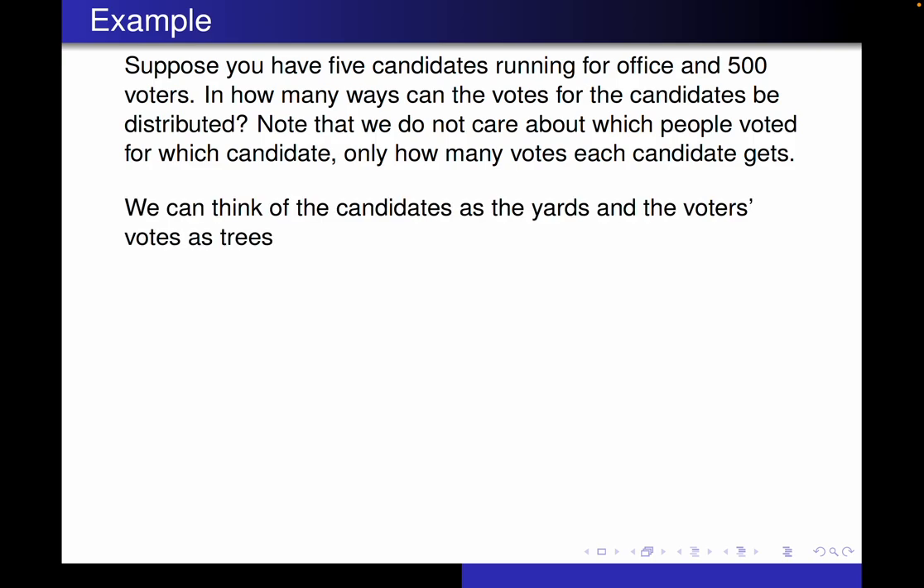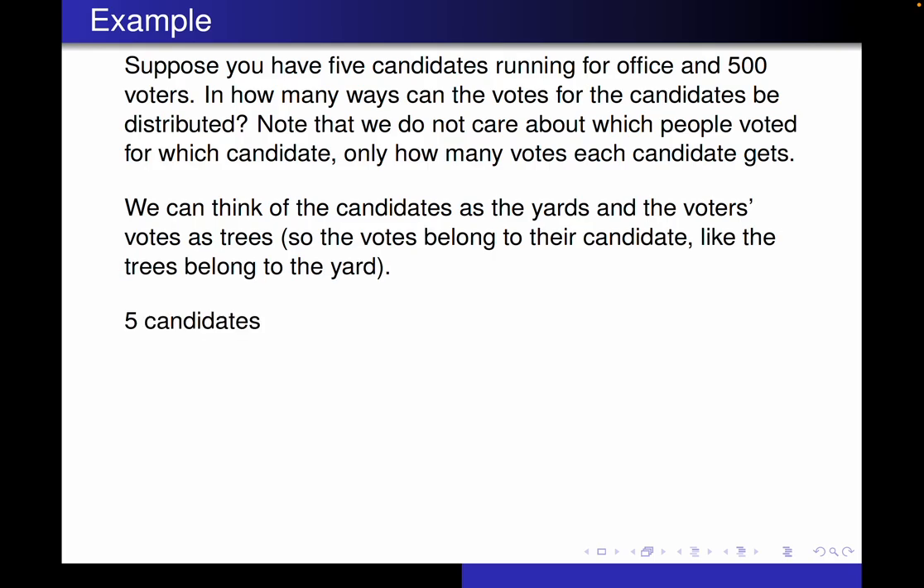So it may not seem at the beginning like this is a trees and yards problem, but if you think of the candidates as the yards and the voters as the trees, what we're doing is we're attaching each voter to a candidate, right? And so that's the same as attaching each tree to a yard. So the votes belong to their candidate just like trees belong to the yard.